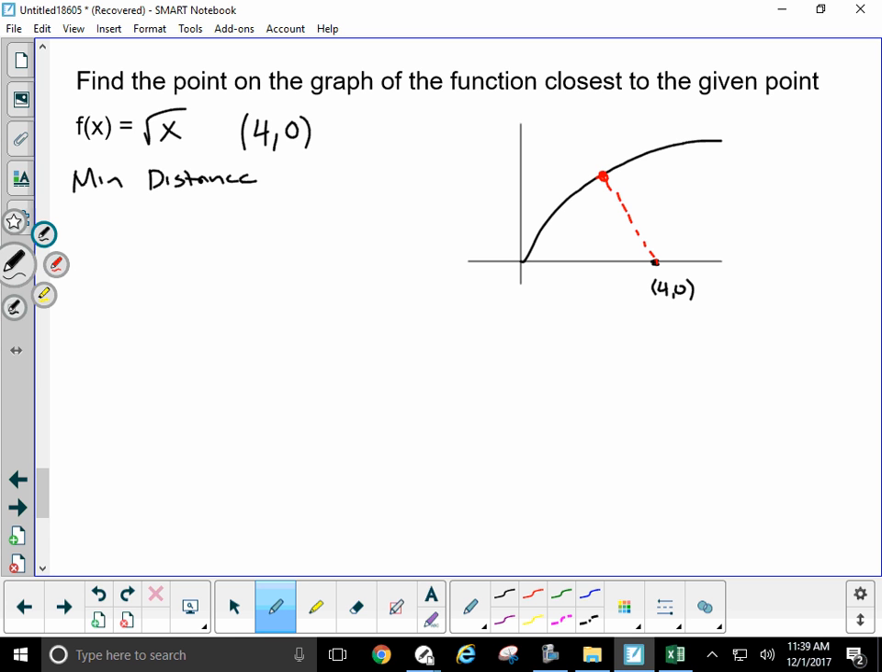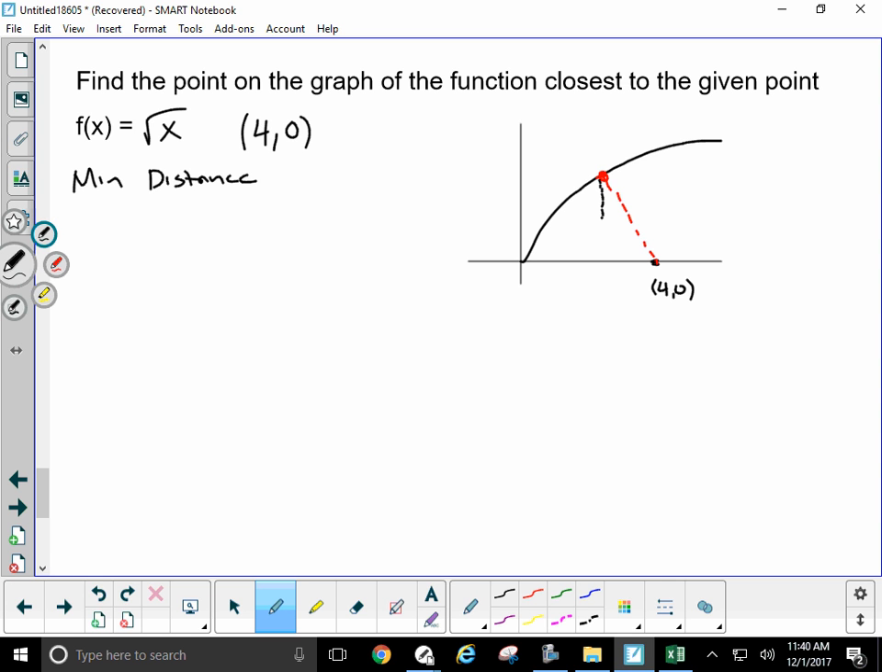Discuss with your neighbors. Distance between two points. Any ideas? Yes, the distance formula is correct. Where does the distance formula come from?